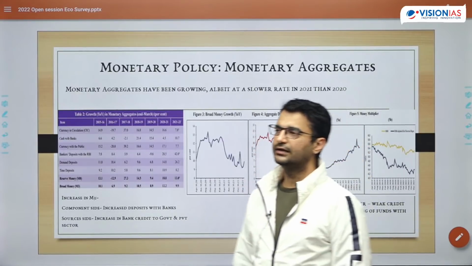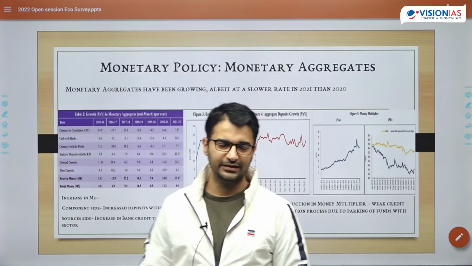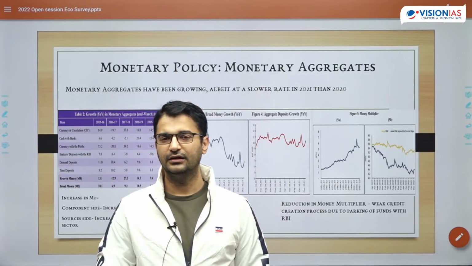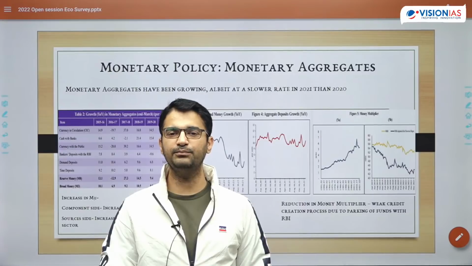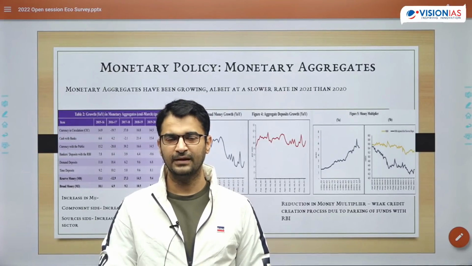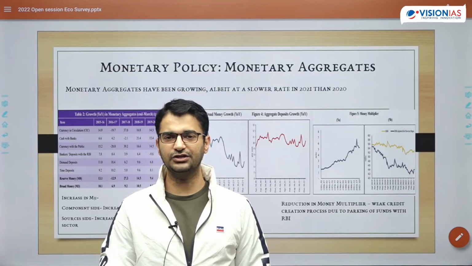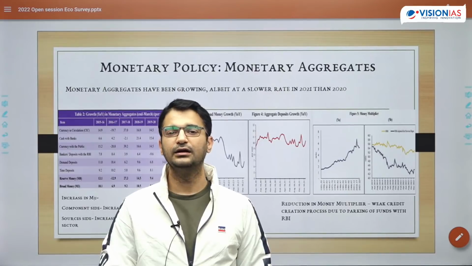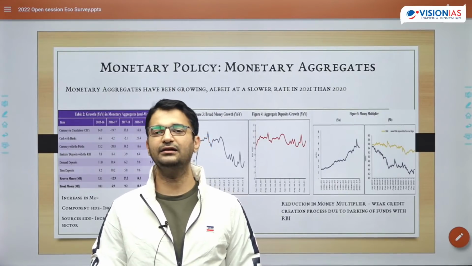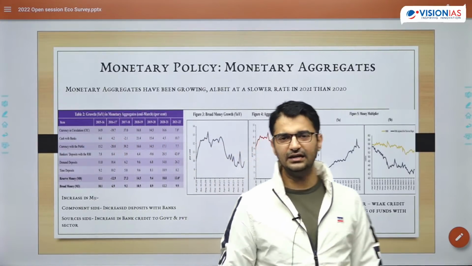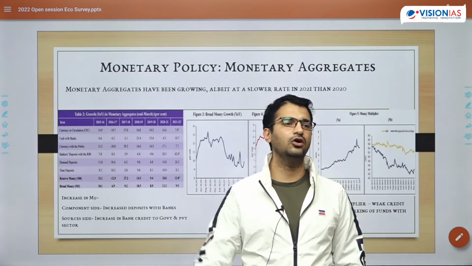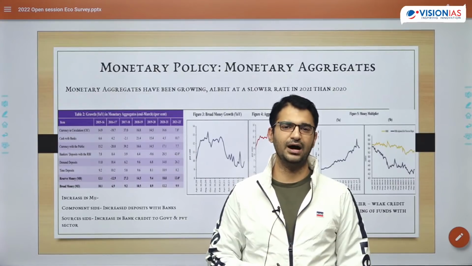If you look at the various components of money supply, M3 के components क्या होते हैं? M3 के components are M1 plus time deposits. M1 is currency in circulation plus demand deposits with banks, plus M3 के अंदर add the element of time deposits as well. So M3 is basically currency in circulation plus all kinds of deposits with the banking system, demand as well as time.